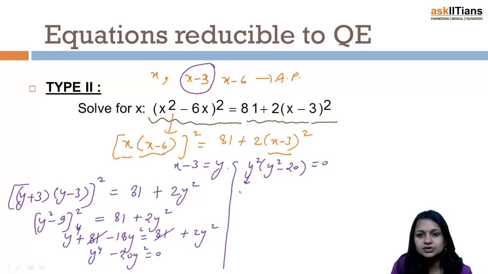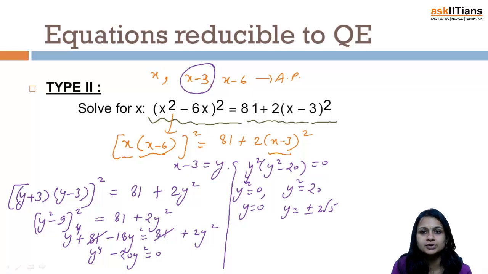So y square equal to 0 gives me 2 solutions which are same, y equal to 0, and y square equal to 20 gives me y equal to plus minus root of 20. This becomes 2 root 5. So we have 4 solutions.